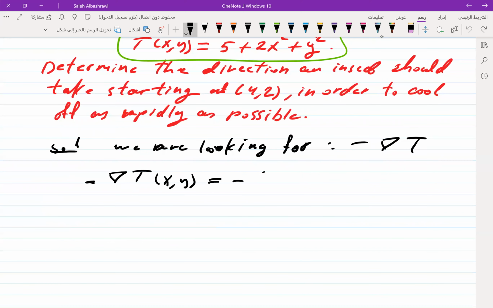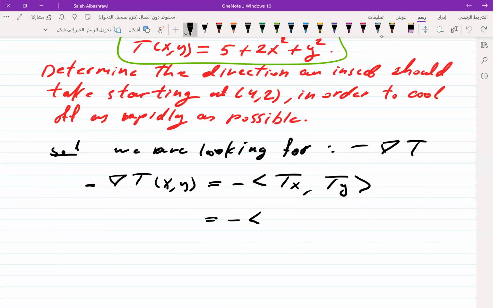So minus the gradient of T is equal to minus (T sub x, T sub y), the partial derivative with respect to x and the partial derivative with respect to y. That will give me minus. Differentiate with respect to x, I will have 10x. Differentiate with respect to y, it is 2y.